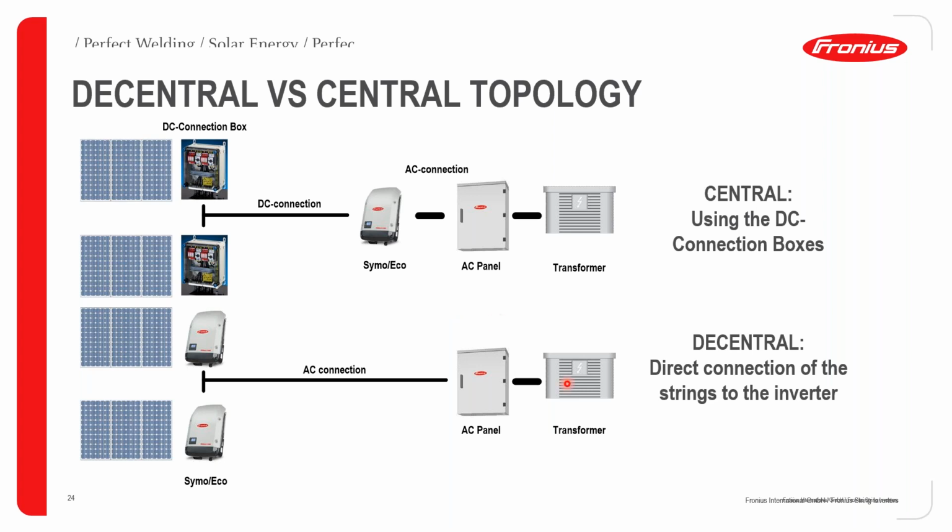connecting. Then moving on to the second, decentral topology, this allows direct connection of the strings to the inverter. So here we have really short DC strings, but then we have a really long AC cable, going to our local transformer. So you then have to decide as an installer whether it makes more sense to use a central or decentral topology based on your various calculations.